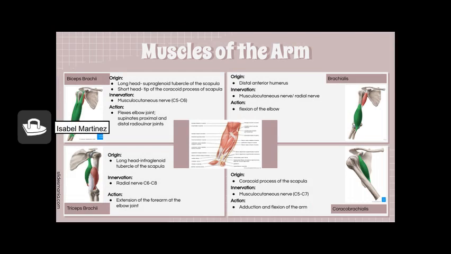All right, moving on. This is going to be the last group of muscles we are going to cover today. We have muscles of the arm. So these include the biceps brachii, the triceps brachii, the brachialis, and the coracobrachialis. So, as you can presume, muscles of the arm help us with the littlest of movements and all the way up to the biggest of movements.